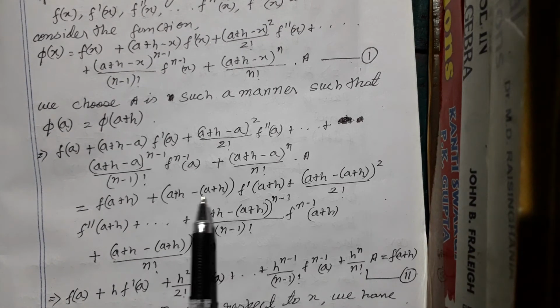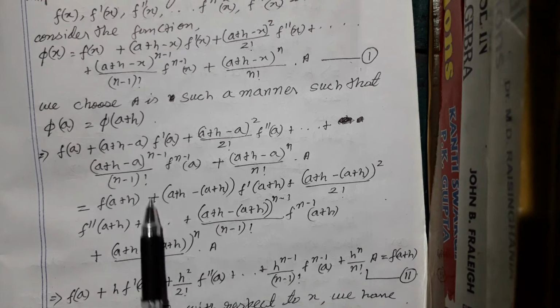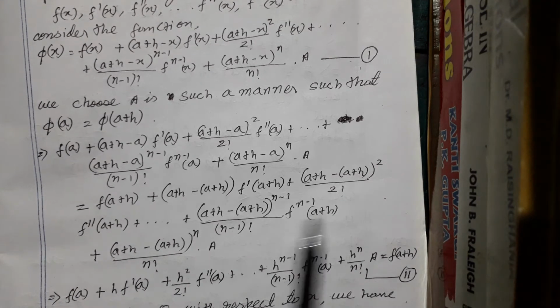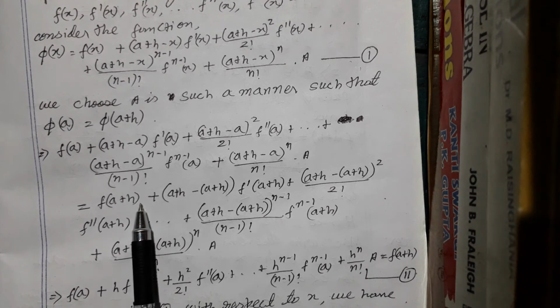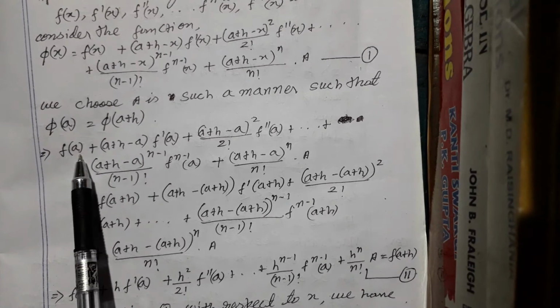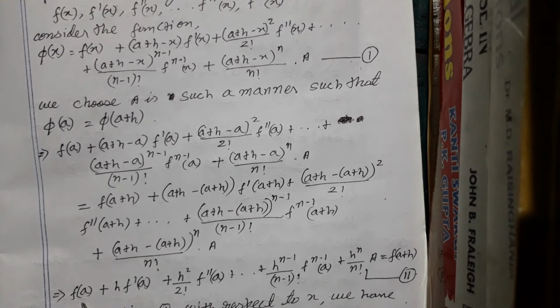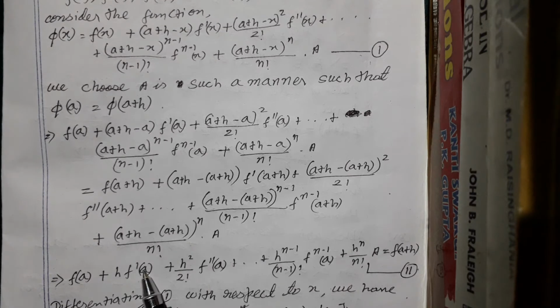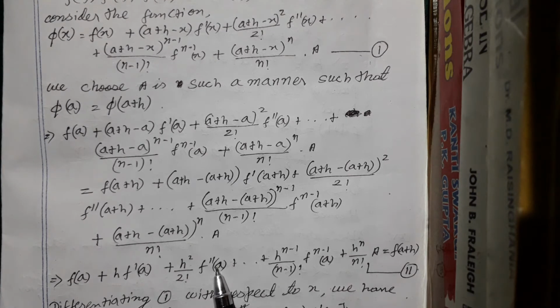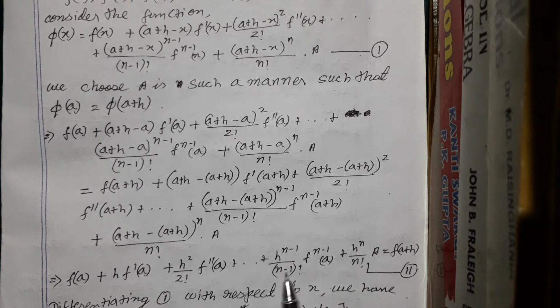We can see that a+h minus (a+h) is 0 here, and here also it will be 0. All these terms will be 0, and we are left only with f(a+h). Here a and minus a will cancel, and here also in the same way. So we are getting f(a) + h f'(a) + h^2/2! f''(a) + ... + h^(n-1)/(n-1)! f^(n-1)(a) + h^n/n! A, which is equal to f(a+h). Let us take this as equation 2.